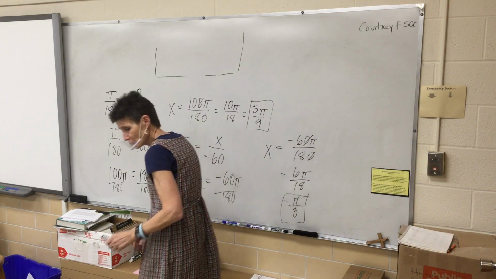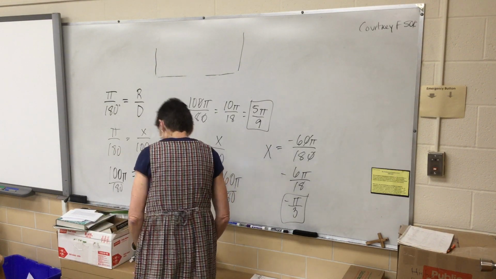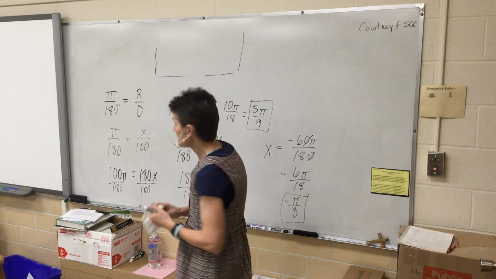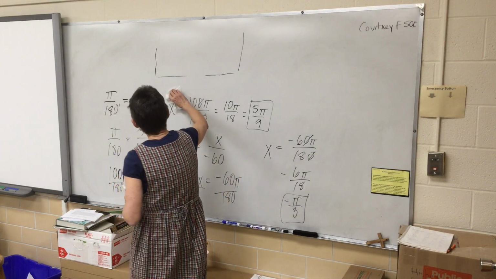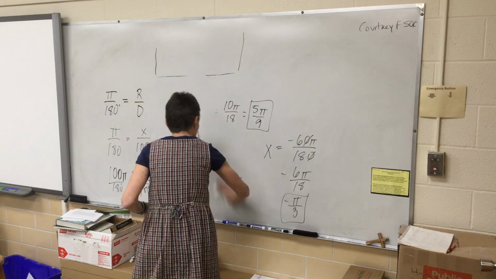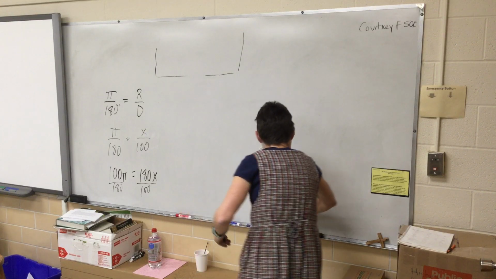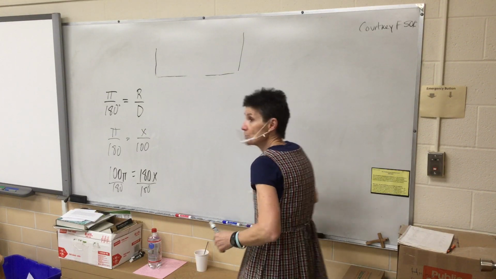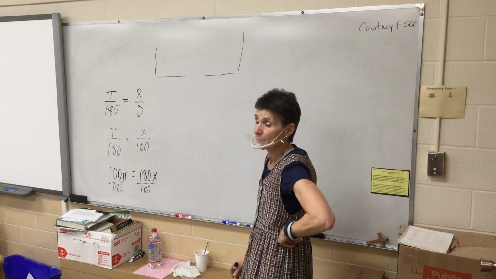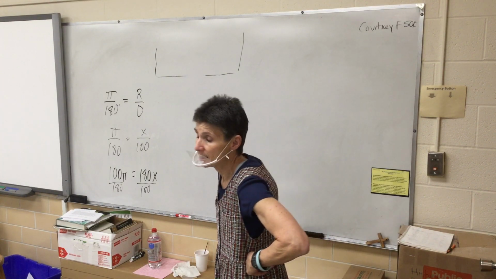All right, why don't you try the next one on your own? There's one more. It's 210. Let's try it on our own. See if you can change 210 into radians. What did you say? 7 pi over 6? That is the answer. So see if you can get there.